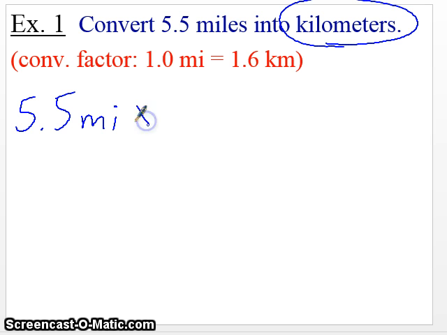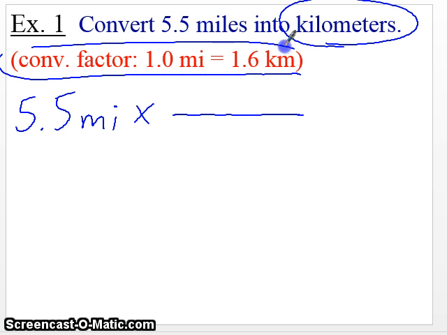Step 2, you would multiply by a conversion factor. Now, our conversion factor is given to us, and it is 1 mile equals 1.6 kilometers. The most important thing about this conversion factor is we want to put the miles on the bottom.